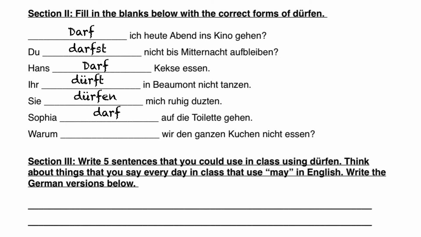Warum something wir den ganzen Kuchen nicht essen? In this sentence, warum is a question word, and wir is our subject. Den ganzen Kuchen is our direct object. So we have to have here the wir form, which is dürfen. Warum dürfen wir den ganzen Kuchen nicht essen? Why are we not allowed to eat the entire cake? I think that's a pretty self-explanatory question.